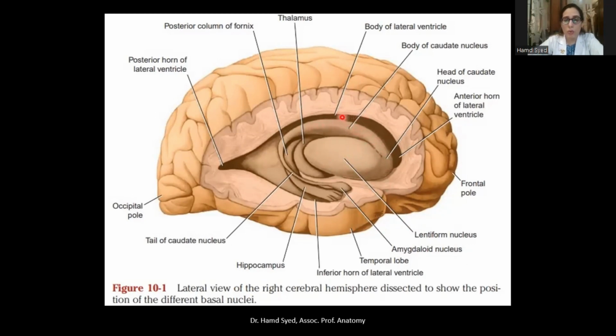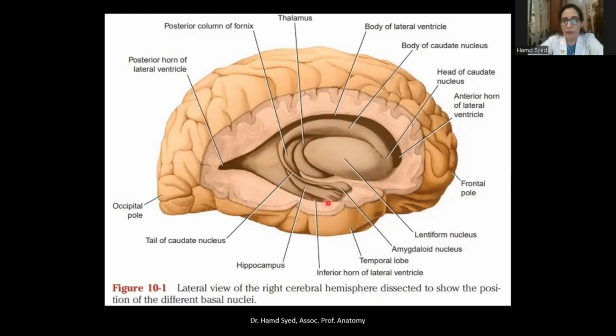And you can see it is closely related to this body of the lateral ventricle. Posteriorly, this body further becomes narrow, and here begins the tail of the caudate nucleus. And you can see the tail of the caudate is lying dorsal to the hippocampus. Also, it is present dorsolaterally to the thalamus. Now, this tail extends inferiorly and ends in a round almond-shaped structure, which is known as the amygdaloid nucleus. And the amygdaloid nucleus is lying just anterior or rostral to the tip of the inferior horn.